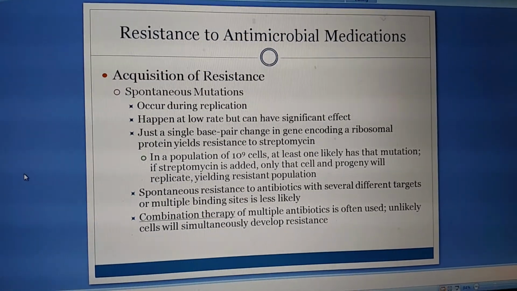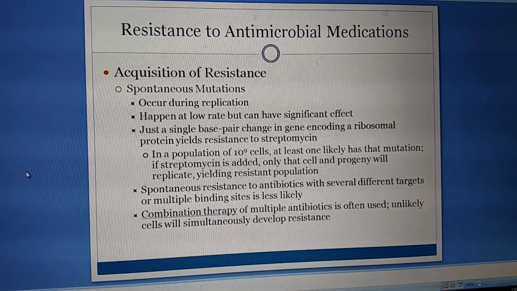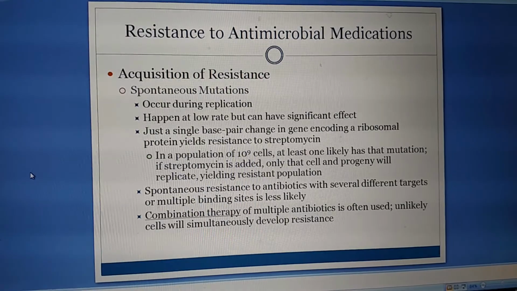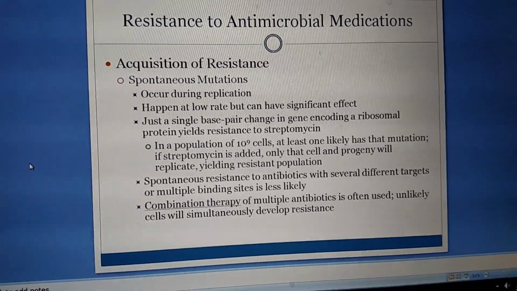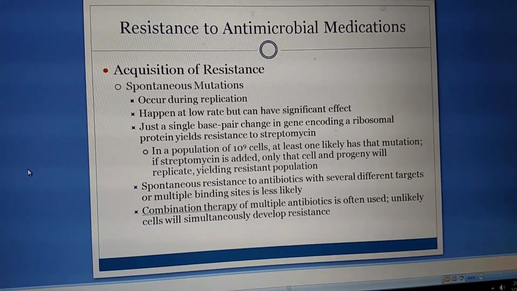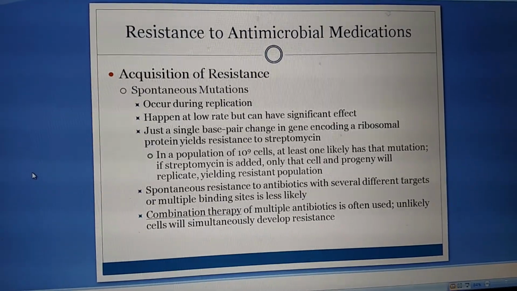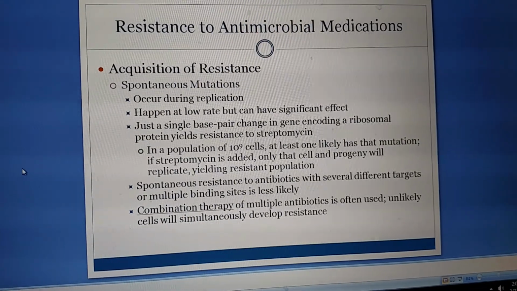Just changing one base pair can actually cause a protein to become resistant to streptomycin, where streptomycin would normally target the protein. When you're looking at a population of 1 billion cells, at least one of them is going to have that mutation. So if you add streptomycin, you're going to kill everything but that cell. The problem is that cell is going to undergo binary fission and create a colony, and all of those cells are going to be resistant.